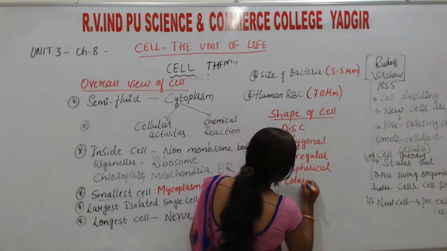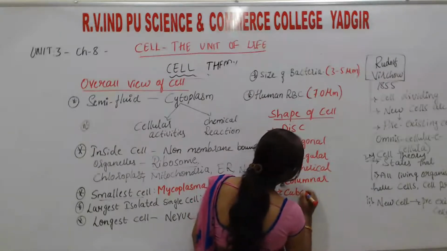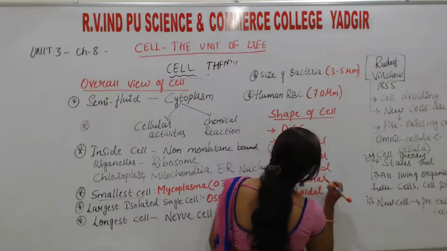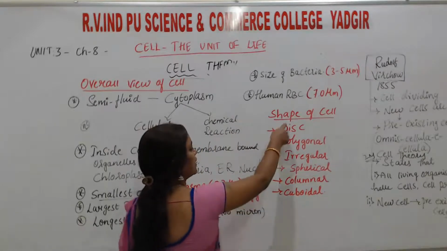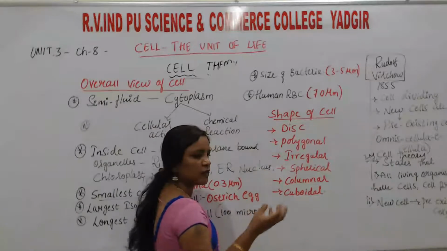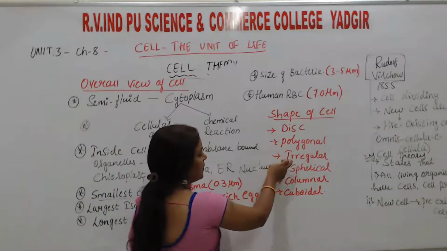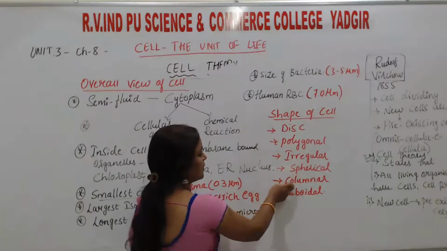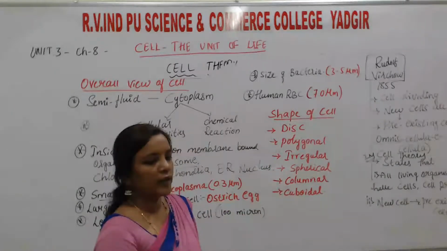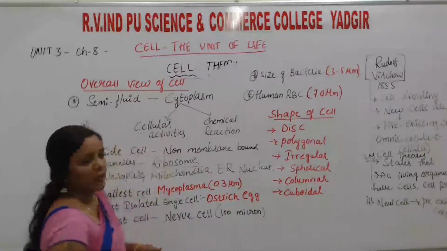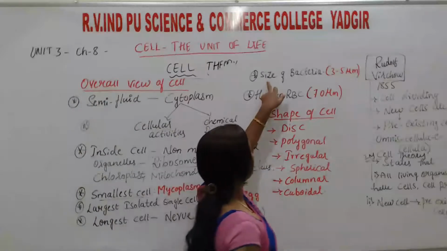Columnar, cuboidal, etc. Okay, so these are the different cells with different shapes. Some are disc shaped, some are polygonal, some are irregular, some are spherical, some are columnar, some are cuboidal in nature. So what we have studied is the overall view of size and shape.